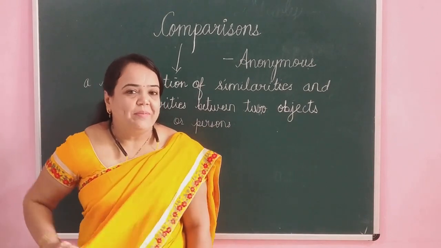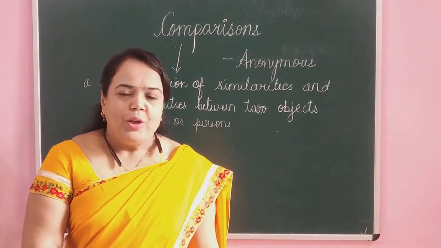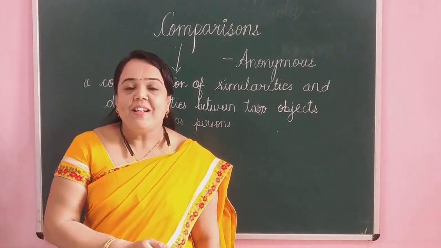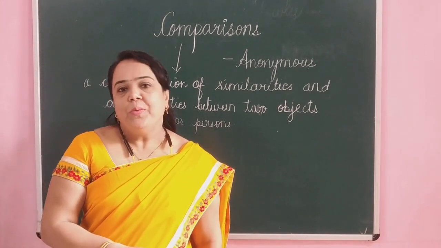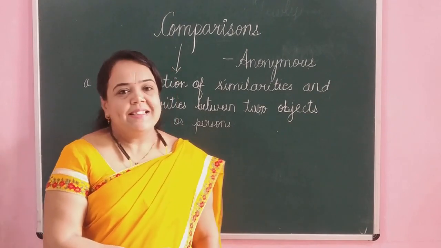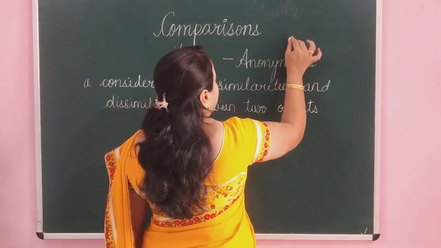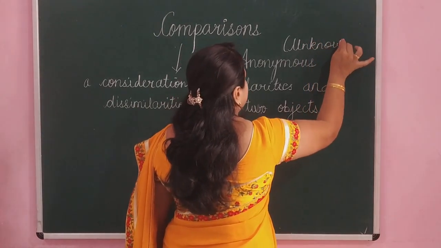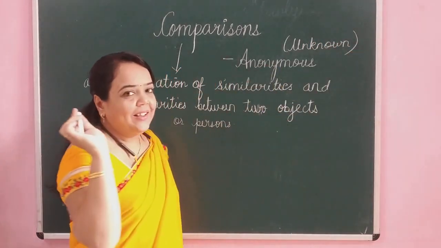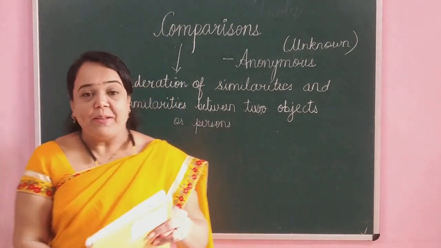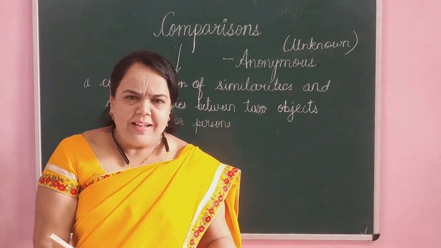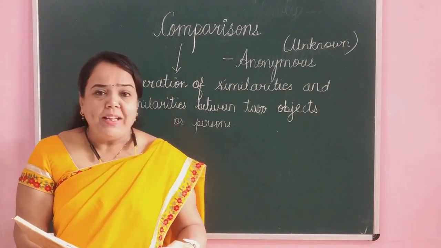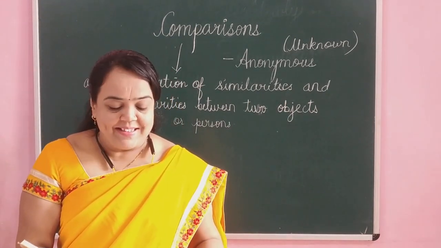So, now this poem that we are going to study today. Who is the poet? Anonymous. What do you understand by anonymous? Unknown. We don't know who has written this poem. The poet of this poem is unknown. We don't know who has written, but the poem is remarkable. Let's see why I'm saying so. So, we will start with the poem Comparison.